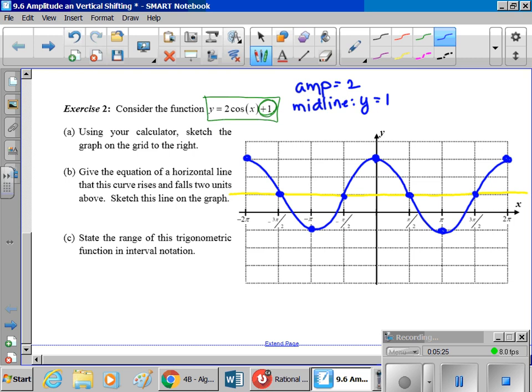So we did this: sketch the line on the graph, give the equation of the horizontal line. That was my midline. All right, so we call that the midline. And that midline we just said was y equals 1. And the range of this trig function is just going to be a little bit different. It's going to be from this point on our y-axis to this point inclusive. So what happens is my -1 is going to be my lower bound, and +3 is my upper bound. So pause if you need to.